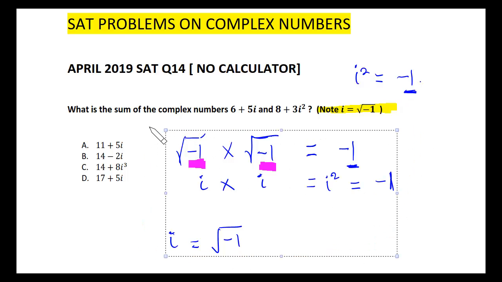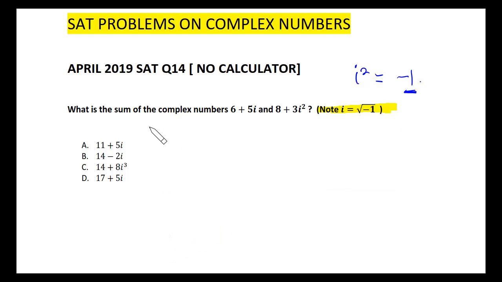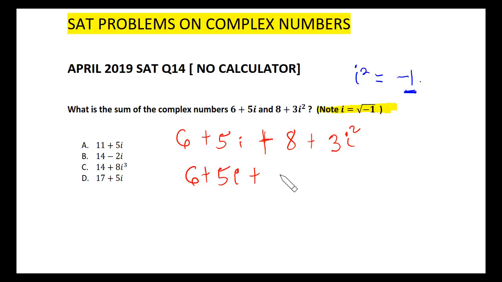Now, let's crack the question. We have 6 plus 5i. We are required to sum it with (8 plus 3i) squared. Now we have agreed today that i squared is actually minus 1. So we have 8 plus 3, and instead of i squared, we write minus 1. So we have 6 plus 5i plus 8, 3 times minus 1, plus 3 times minus 1 is minus 3.